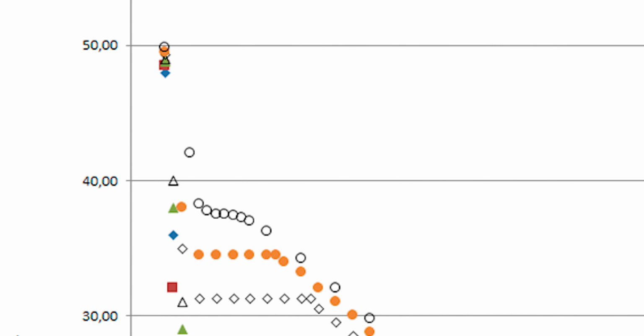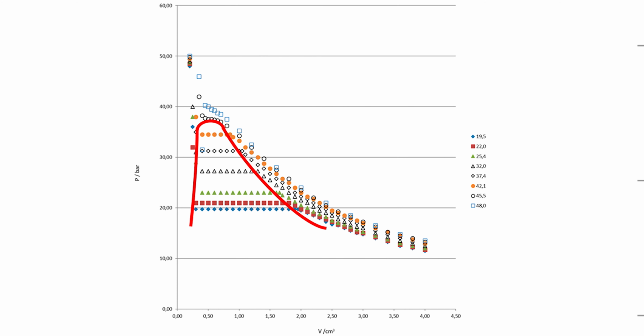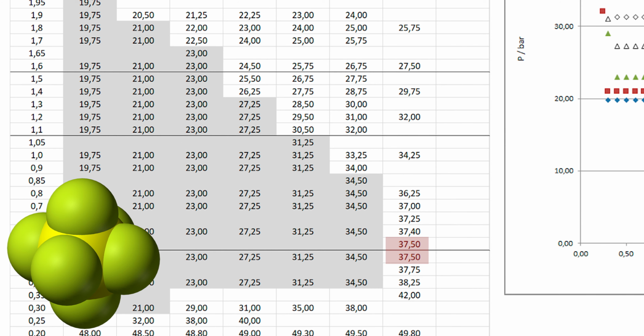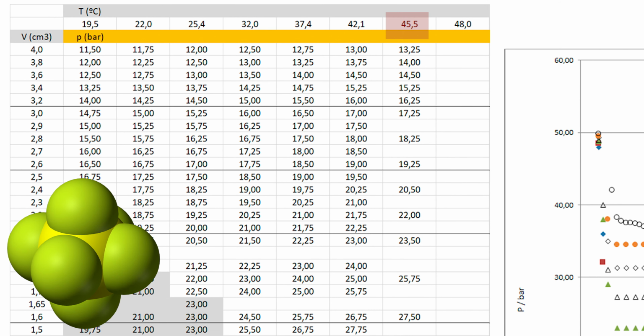With this, it seems that the point with the horizontal slope of the 45.5 degrees Celsius isotherm is the limit of what, at lower temperatures, was a transition segment from saturated vapor to saturated liquid at constant pressure and temperature. We could say that this upper point of the liquid-vapor region is saturated vapor and saturated liquid at the same time. This uniqueness in the state of the fluid is named the critical point of the substance. In the case of sulfur hexafluoride, it takes place at 37.5 bar and 45.5 degrees Celsius.